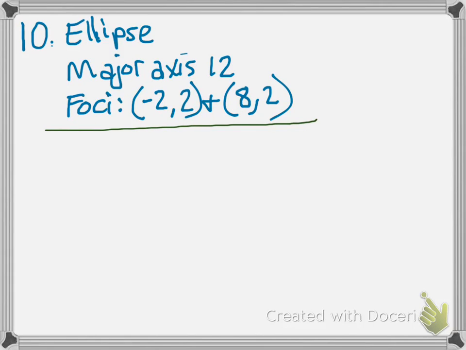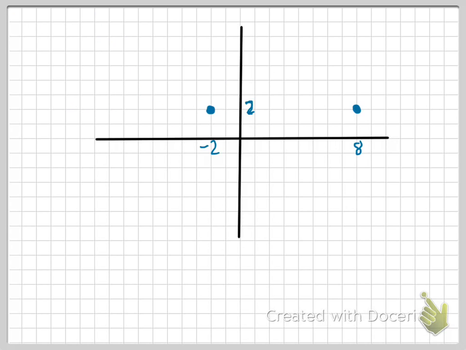Okay, so here's number 10 from the practice test for Unit 4. You're given an ellipse with a major axis 12 and focus points (-2, 2) and (8, 2). So the first thing I would do is to graph those 2 points, our 2 focus points. It's going to look something like this.